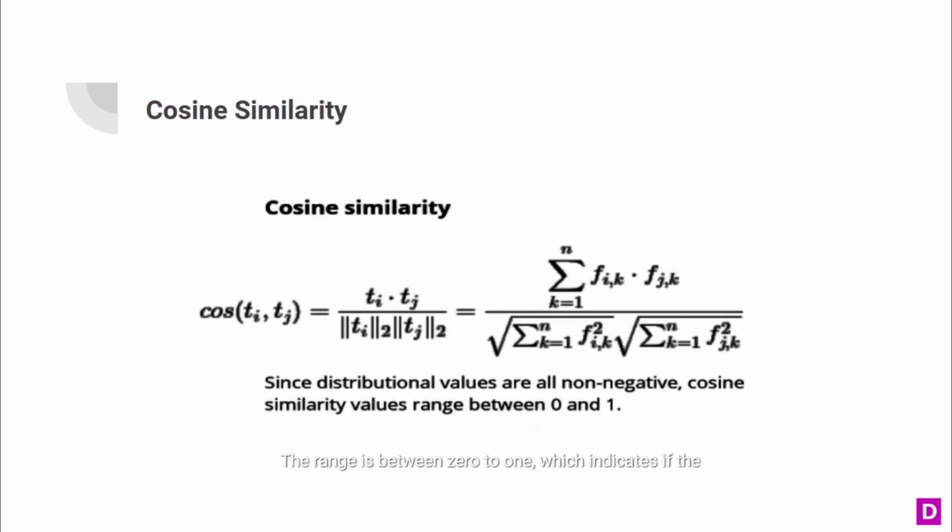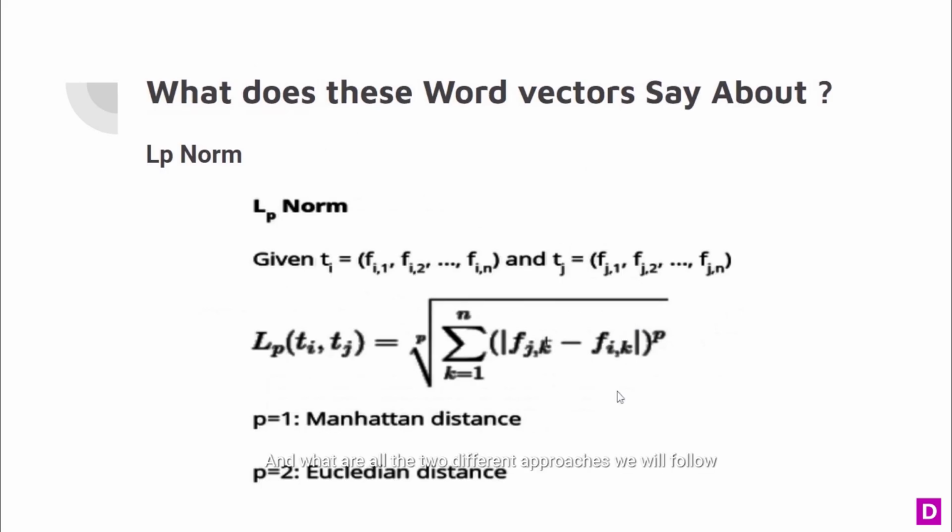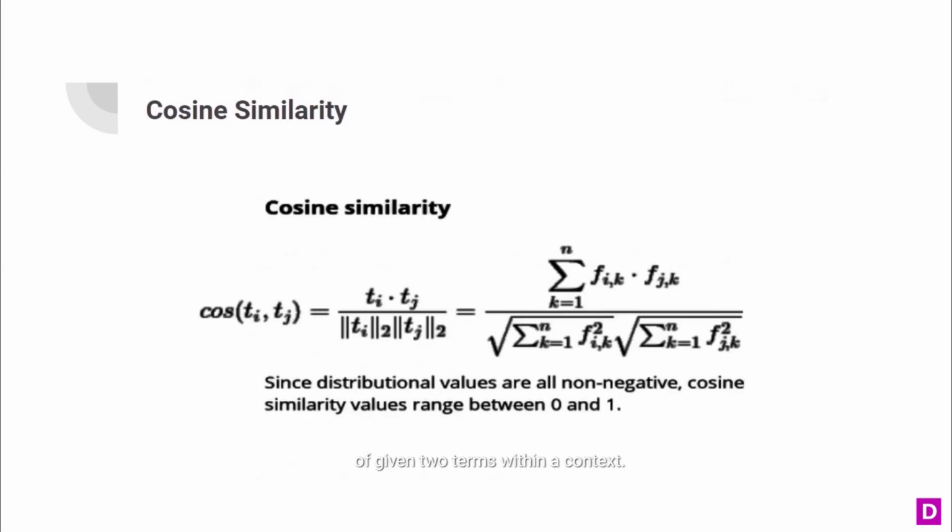The range is between 0 and 1. If the value is 0, then the two given terms are said to be highly different. If the cosine value is 1, then those two terms are similar to each other. So this is about word vectors: why they are considered, what they say, and the two different approaches we follow to understand the differences or similarities of two given terms within a context.